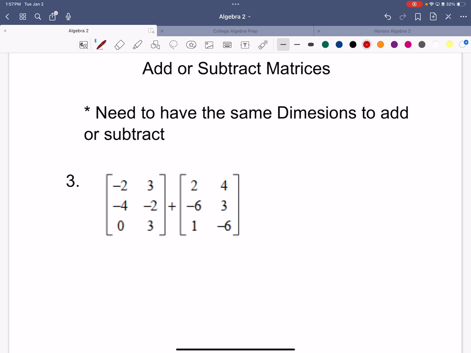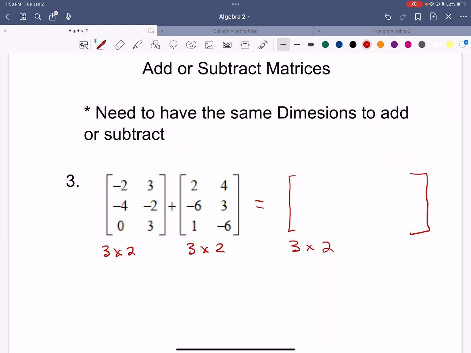So that's the first thing you check: make sure that you have a 3 by 2, and the rows and the columns match up. The dimensions are the same. So we have a 3 by 2 and a 3 by 2. When you add them together or subtract them, your resulting matrix is going to have the same dimensions as well. So we are going to have another 3 by 2 matrix.